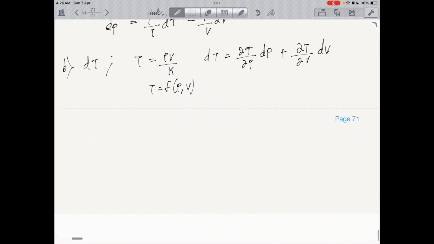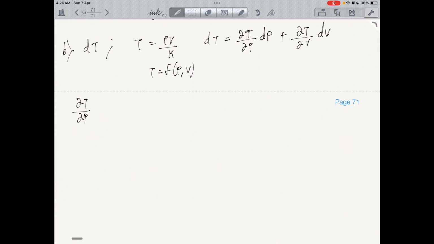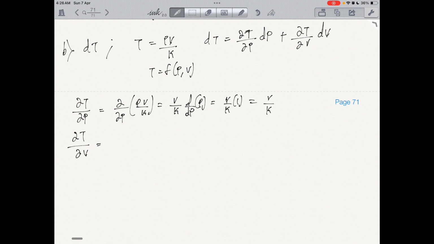So let us evaluate ∂T/∂P and likewise ∂T/∂V. ∂T/∂P of PV over K: V over K is a constant, and we have a partial differential with respect to P of P, and that is V over K multiplied by 1, which is V over K. And the same is applicable to ∂T/∂V of PV over K, where we have P over K as a constant, and we are differentiating V with respect to V, and that gives P over K.